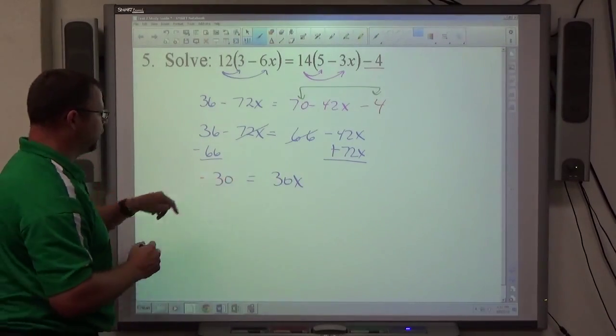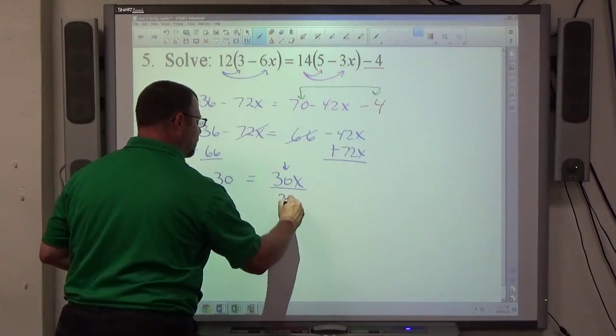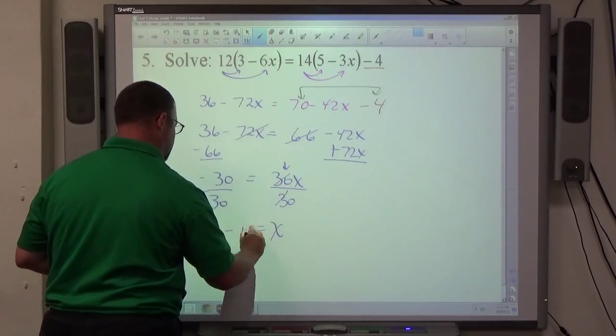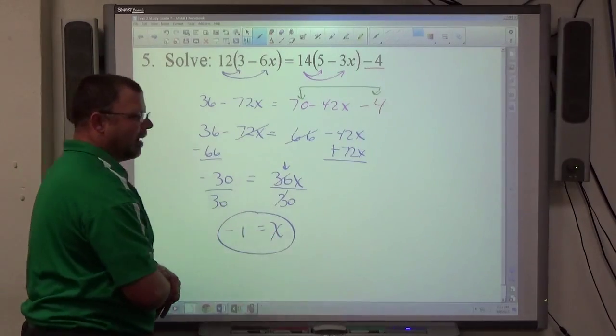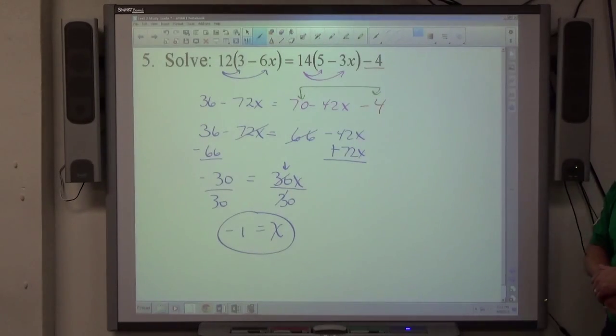30x equals negative 30. We always divide by this number in front of x, so I'm dividing both sides by 30. That leaves me with x equals negative 1. I can't guarantee it'll come out to a whole number or an integer on the test, but it might. So just know that that's how you do it.